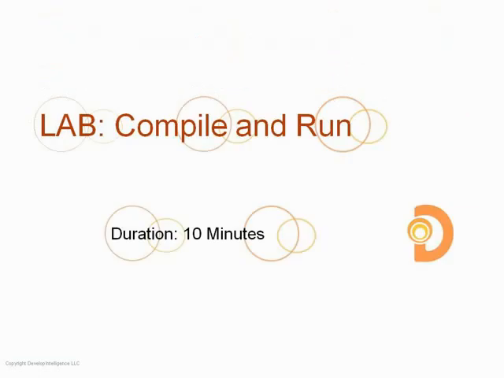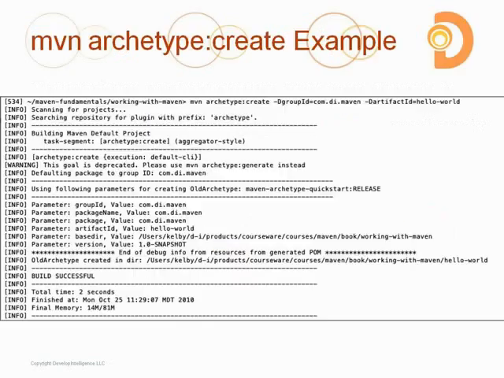So the compile, and let's do the archetype create, and then once you've created and you've inspected what was created, then go ahead and do the compile and run. I'm going to actually slide the presentation back to the archetype create command, because that's what you'll want to use as a reference for the lab. So, just to be consistent with the book, call your artifact hello world. You don't need to adopt the group ID com.di.maven. Adopt whatever you want there, but at least make the project have the same name, hello world.